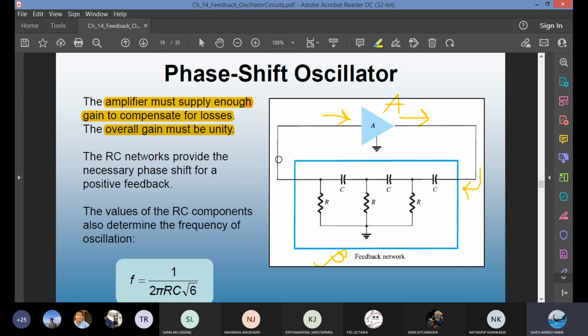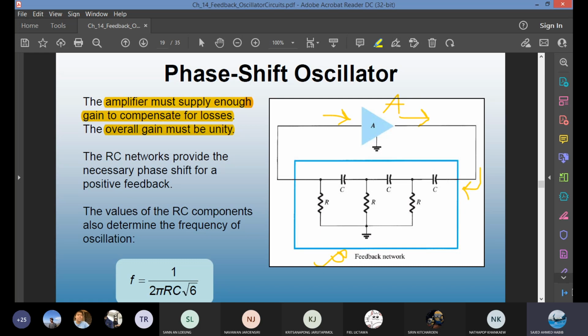The RC network will provide the necessary phase shift for the positive feedback. If I tell you the phase shift of this feedback network is 180 degrees, and you have three RC stages. Here's one RC, in the middle is another stage, and the third one is another stage. So there are three stages. The phase shift provided has to be 180 degrees. So how much phase shift for each stage of RC? What will be your answer? The overall feedback shift is 180 degrees. So what is the phase shift in degrees for each RC stage?